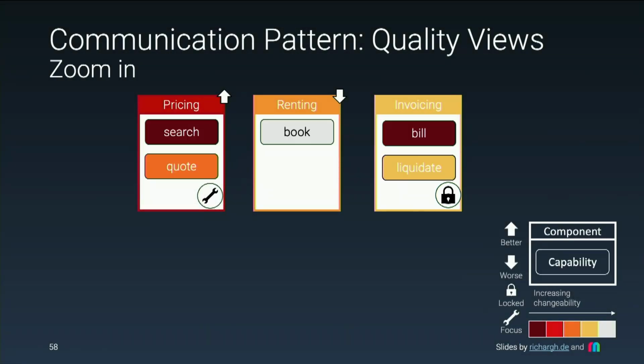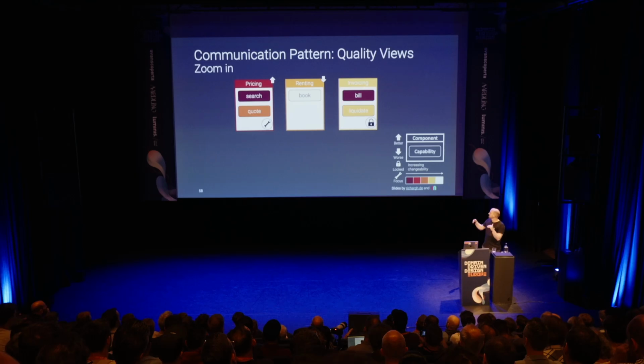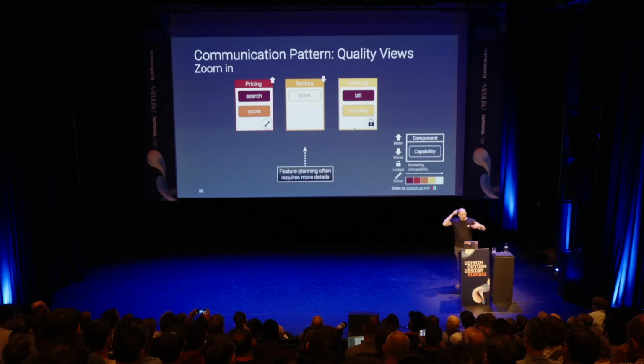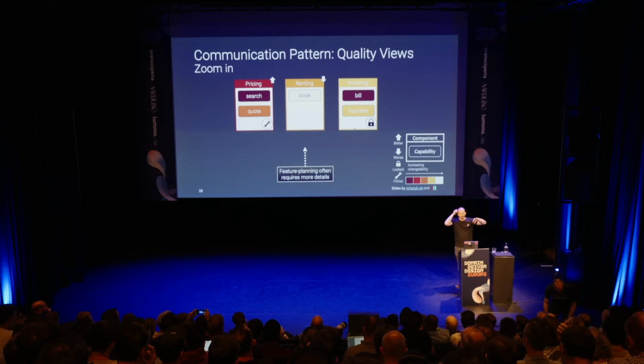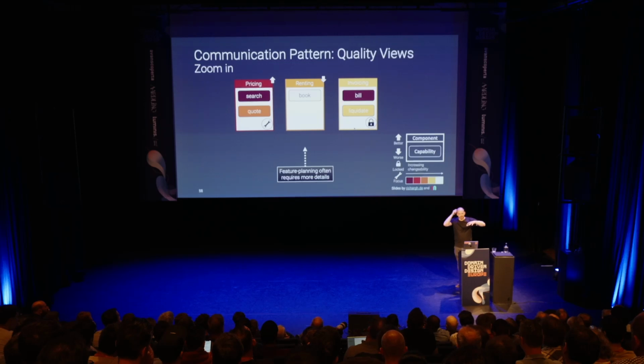If you specifically talk to your PO, he probably wants to know what capabilities are in what state. You can go one level deeper and zoom in and put also that in your quality views. And then feature planning becomes a bit easier because you know, okay, this capability is in that state. This one is a very qualitative thing. You can usually approximate it by a fist of 1 to 5.